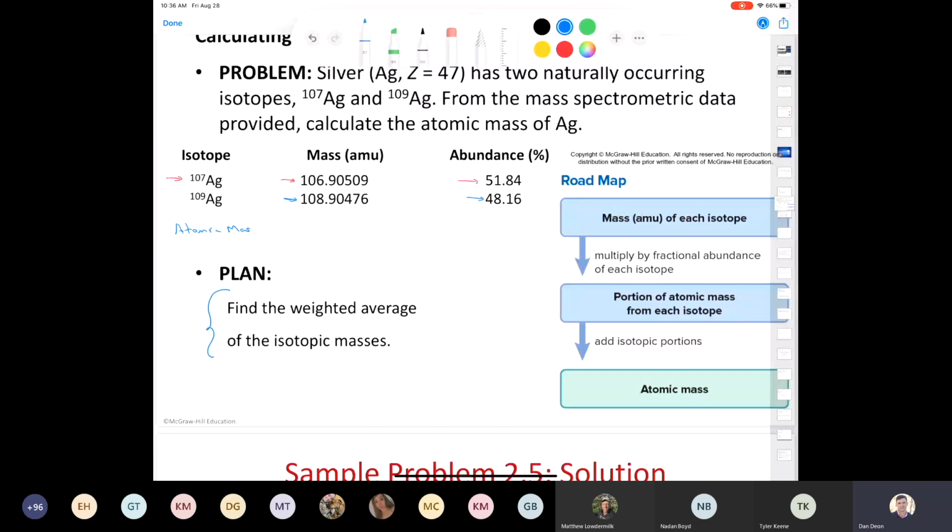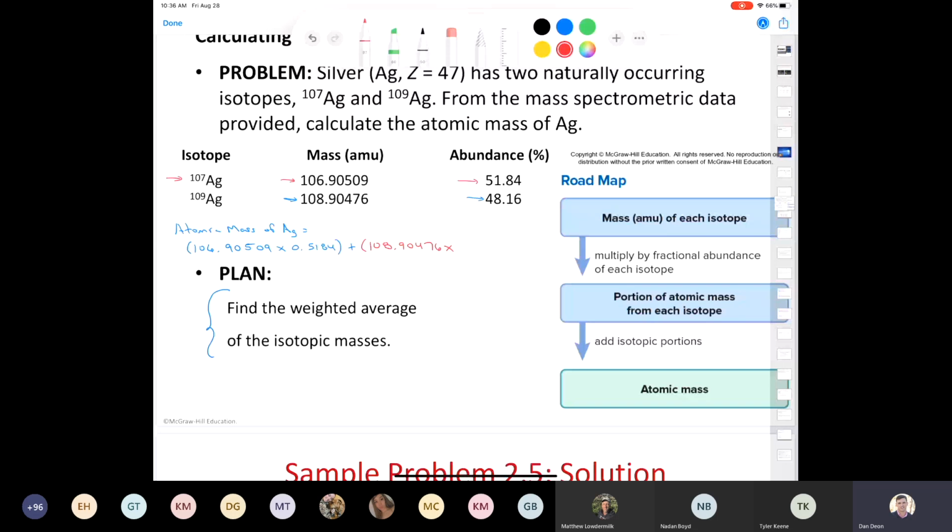Atomic mass of silver is equal to 106.90509 multiplied by its relative abundance. We'll express it as a fraction of 1, which is 0.5184, plus 108.90476, and we'll multiply it by 0.4816. Again, I'm just expressing the percentage by dividing it by 100.